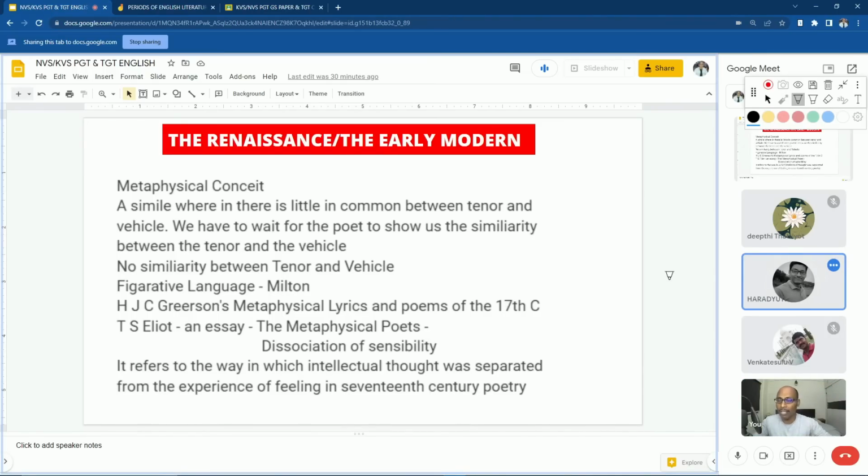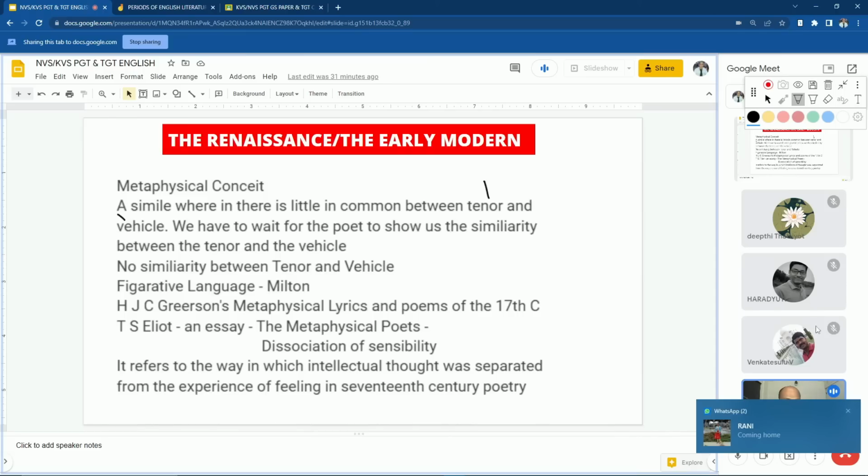Yes, sir. So now what is a metaphysical conceit? A simile wherein there is little in common between tenor and vehicle. We already discussed what is tenor, what is vehicle, primary subject, secondary subject. But here what will happen? There will be very little similarity between these two. We have to wait for the poet to show us the similarity between the tenor and the vehicle, or there is no similarity between tenor and vehicle, and that is what is called a metaphysical conceit.